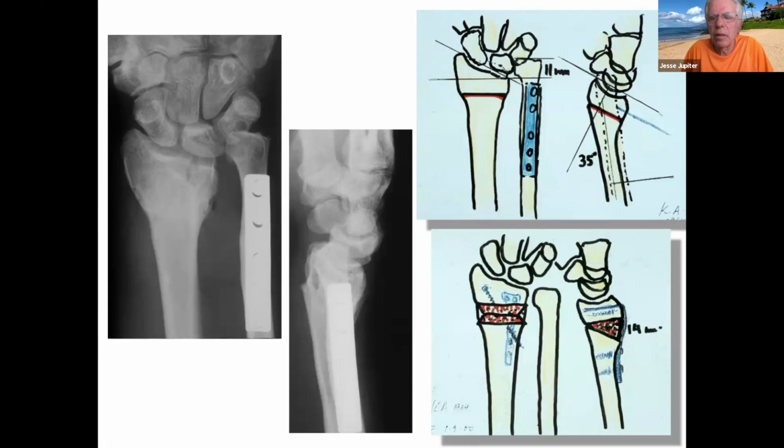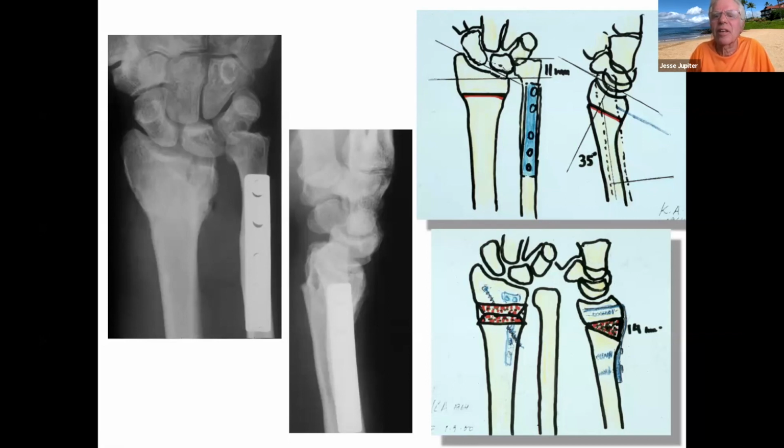Peter, do you think that you could do this just with a radius? Not a chance in the world. I'm sure you're going to have done it though, Jesse, using a distractor. Every time I use a distractor, the pins break the bone that I'm cranking on, but I'm going to see it. No, that's a very difficult case. I think it requires both.